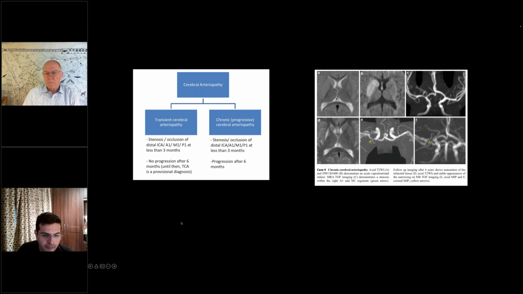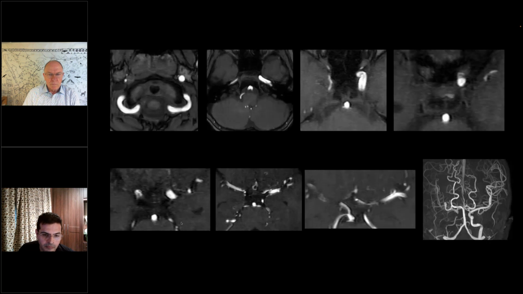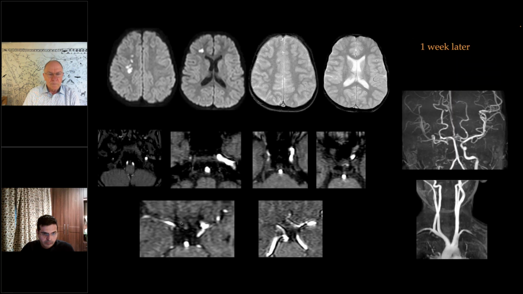For progressive, new vessels should be involved. There is no new vessel. And there is no suggestion of moya as well, because the second episode that he got, the TIA, happened on the opposite side. That's why we are not able to correlate, because the MCA on the left side looks normal. We don't have any explanation for the right monoplegia that he had in between.